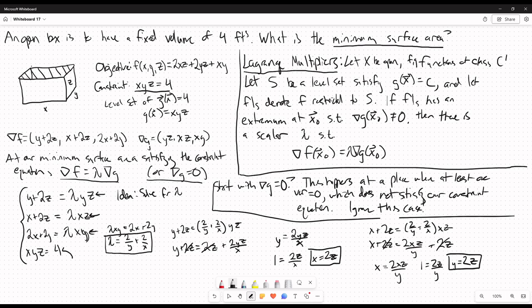Now I can go over to my constraint equation and plug those two things in. So I'm going to have x, which is 2z, times y, which is 2z, times z equals 4. That's going to be 4z cubed equals 4. Obviously, we need to have positive values, so, well, it doesn't matter if we have positive values, it's just z is going to equal 1. So we have z equals 1. And then since x and y each equal 2z, we're going to end up with x equals 2 and y equals 2.